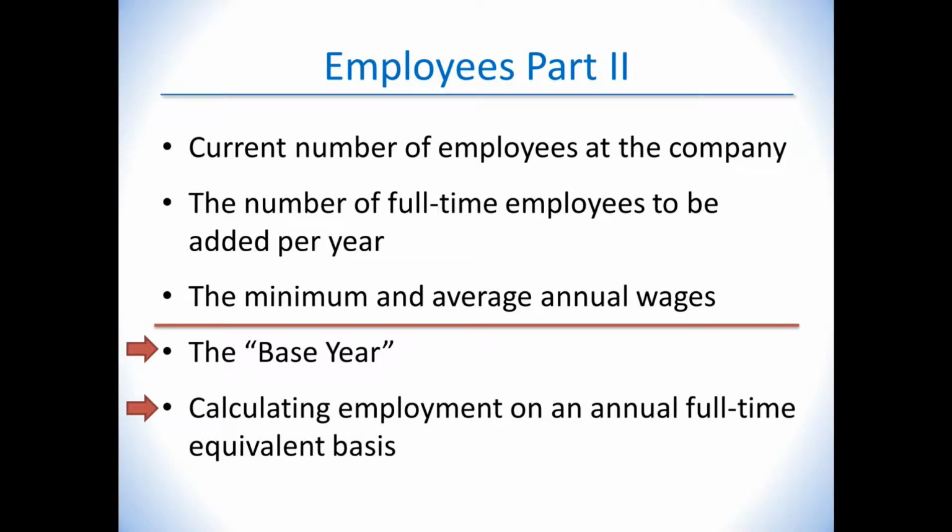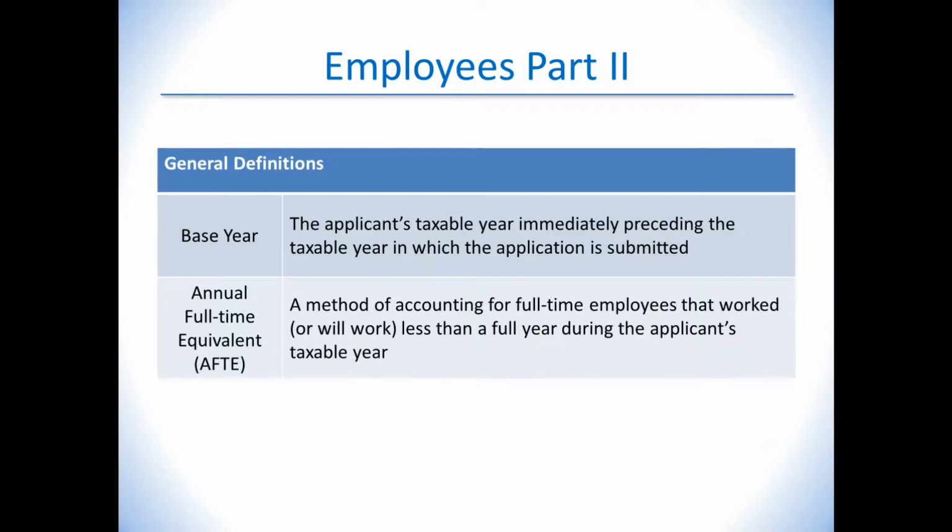Let's go over the definitions of base year and annual full-time equivalent. The base year is the company's taxable year immediately preceding the taxable year in which the application is submitted. In other words, if your business's current tax year is 2017, the base year would be your 2016 tax year. Note that the 2016 tax year may be different from the 2016 calendar year if your company files its tax return based on a fiscal year.